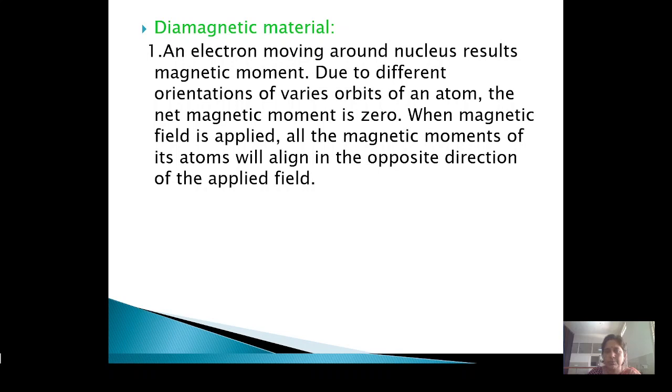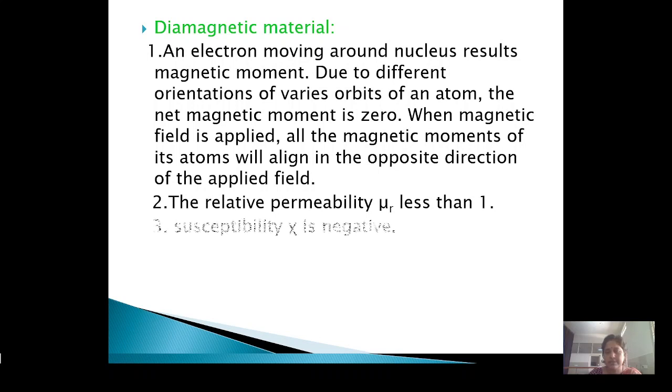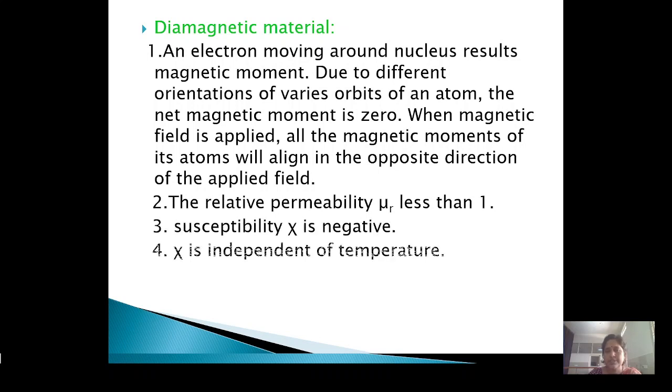When a magnetic field is applied, all the magnetic moments of its atoms will align in the opposite direction of the applied field. The relative permeability mu r is less than 1. Susceptibility chi is negative. Chi is independent of temperature. Examples of diamagnetic materials are organic materials.